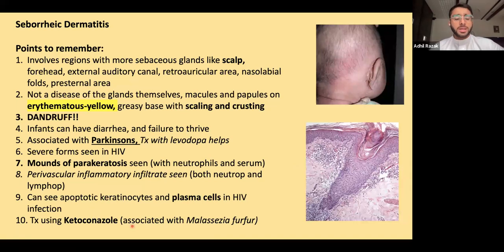There are apoptotic keratinocytes, and the treatment is ketoconazole. It's associated with a fungus, Malassezia furfur. I'm sure it's a fungus. So infection with Malassezia furfur is associated with seborrheic dermatitis, and treatment with ketoconazole stops the seborrheic dermatitis. A lot of people also take ketoconazole for dandruff, unrelated to a fungal infection with Malassezia furfur.